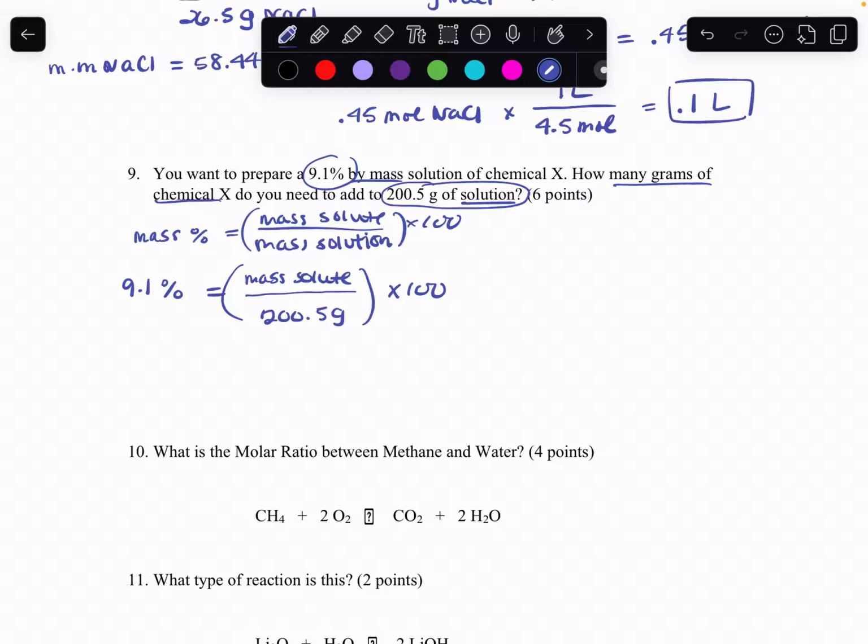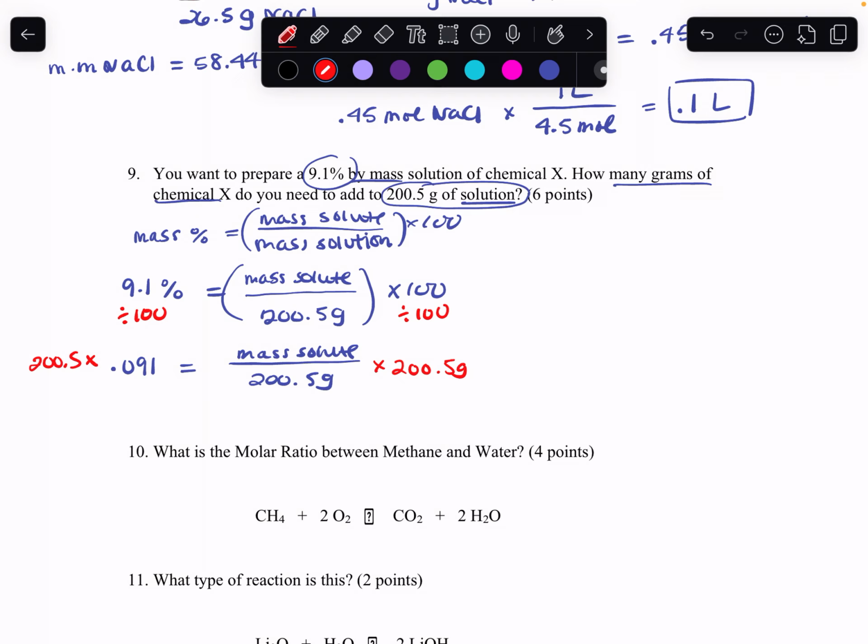So, let's see, I'll use red. First things first, algebraically isolate mass of solute. Divide by 100 on both sides. That is always the beginning, okay? When we do that, I pop out with 0.091 equals mass of solute over 200.5 grams. Amazing. So, we're almost there. Just one more step. Isolate mass of solute. I'm going to multiply by 200.5 grams on both sides.